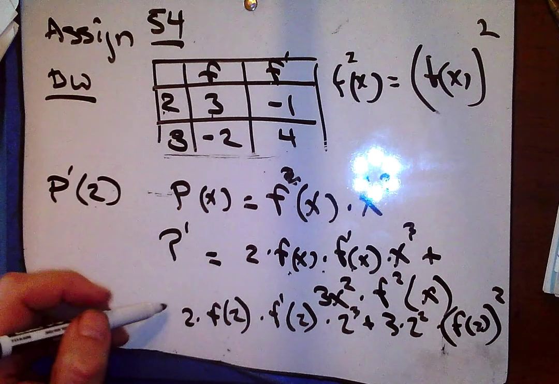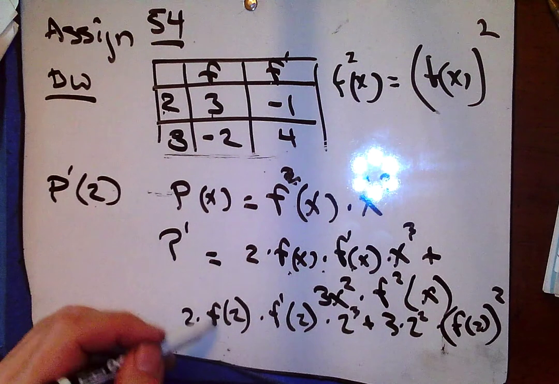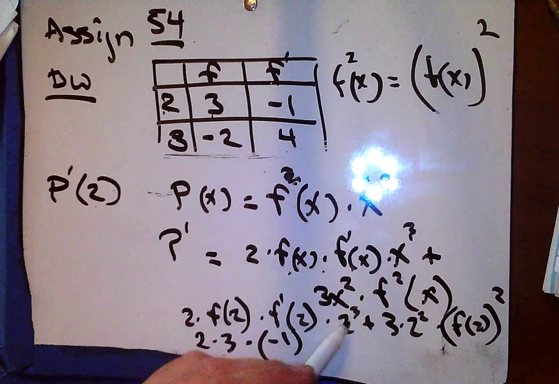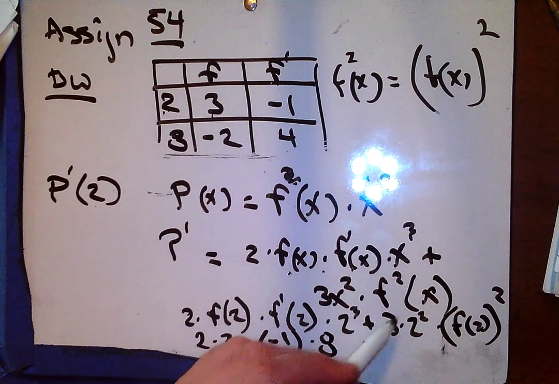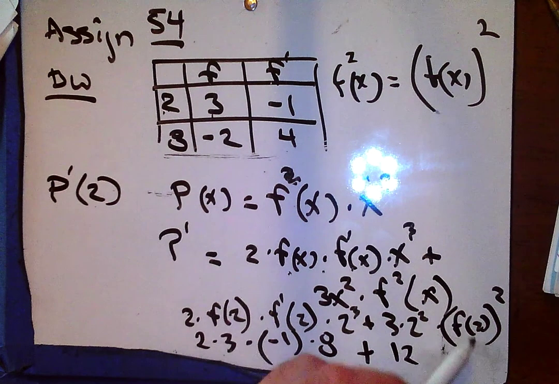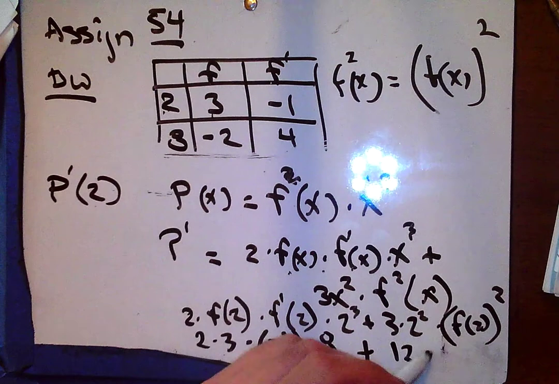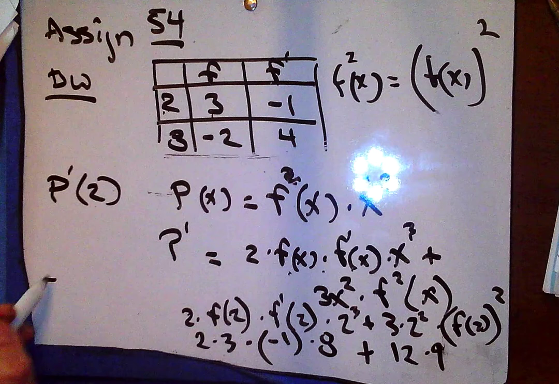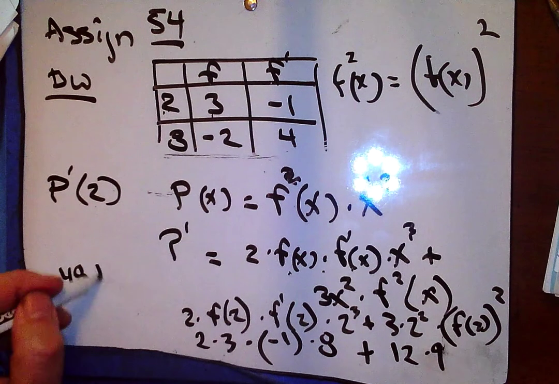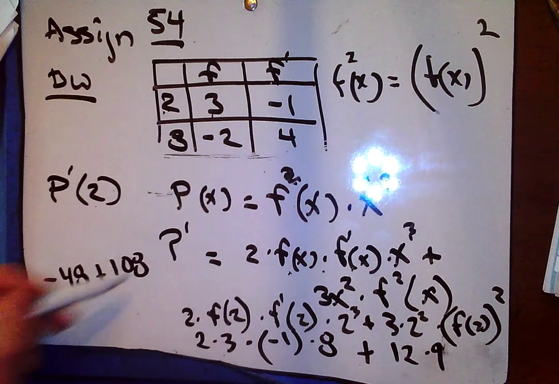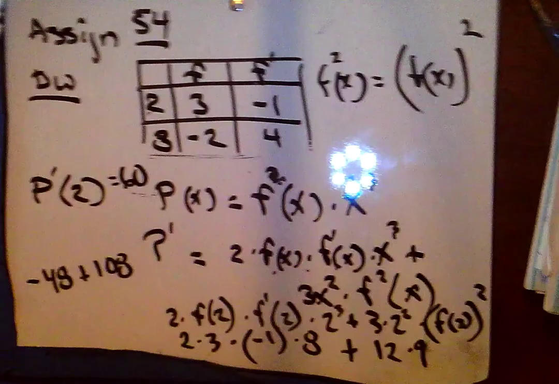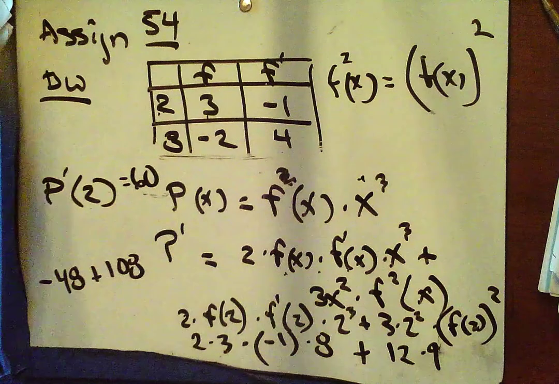Okay, so f of 2 is 3, so I'm going to have 2 times 3. F prime of 2 is negative 1. 2 to the third is 8, plus that's 4 times 3 is 12. F of 2 is 3. 3 squared is 9. So what do we have going on here? We've got 6 times 8, it's negative 48. And over here we have plus 108. And it looks like then I'm going to have 60. All right? Excellent. So let's see. Yeah, that's probably bearable now.